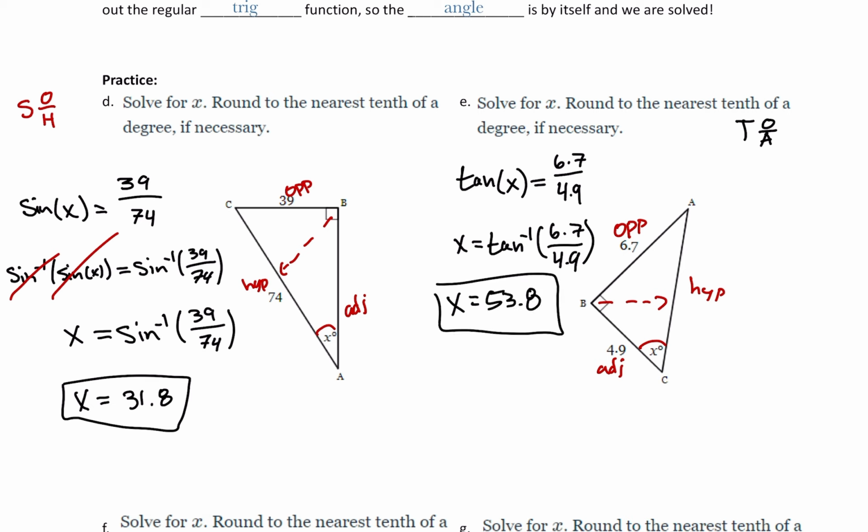Okay, so that's all today's lesson is. You set up your trig equation just like before, but now we do the inverse trig function of our ratio. Okay, so this should fly by very quickly.